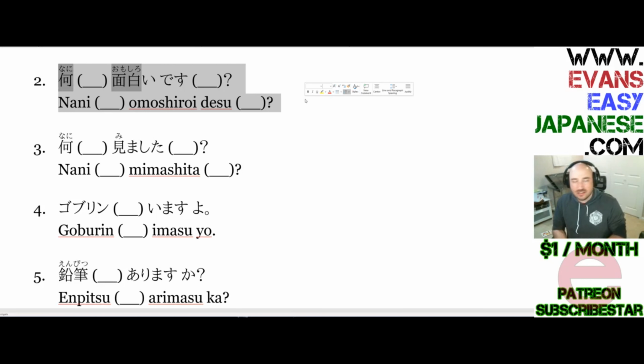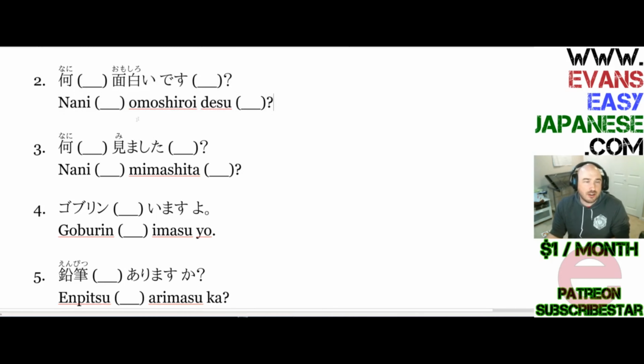Can we use a wa there? No, we can't because it'd be like, what is interesting? And that doesn't make any sense. So the ga is like, what's interesting? Nani ga omoshiroi desu ka? What is interesting? The O particle doesn't make sense, John, because that is an E adjective. And the O particle tells us that we're verbing something. We're going to verb the heck out of something. Whereas that is an E adjective. We can't really interesting something. Oh, okay, Evan, that's interesting. Yeah, great. I'm glad we got it, John.